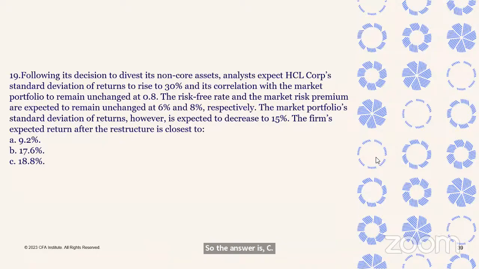All right. So let's do one calculation question. The following decision to divest is non-core assets. Analysts expect HCL Corp's standard deviation of return to rise to 30%, and its correlation with the market portfolio to remain unchanged at 0.8. The risk-free rate and the market risk premium are expected to remain unchanged at 6% and 8% respectively. The market portfolio standard deviation of returns, however, is expected to decrease to 15%. So what is going to be the firm's expected return after the restructure?